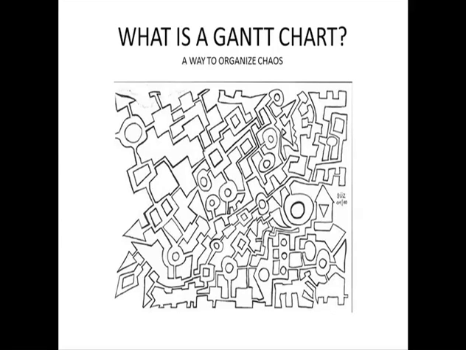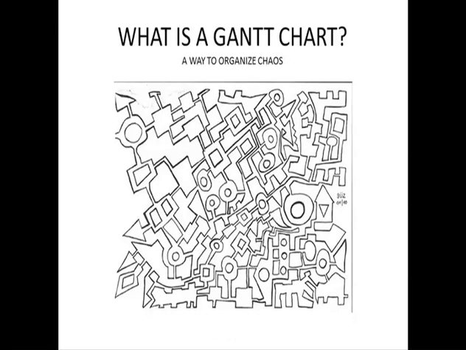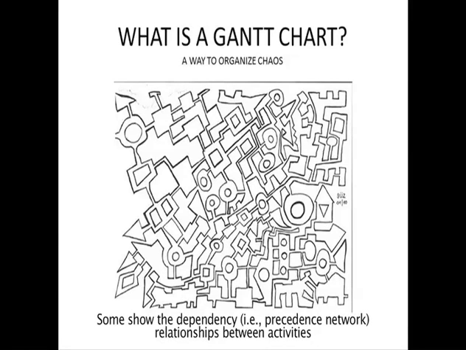According to Wikipedia, a Gantt chart is a type of bar chart developed by Henry Gantt that illustrates a project schedule. Gantt charts illustrate the start and finish dates of the terminal elements and summary elements of a project. Terminal elements and summary elements comprise the work breakdown structure of the project. Some Gantt charts also show the dependency, that is, precedence network relationships between activities.